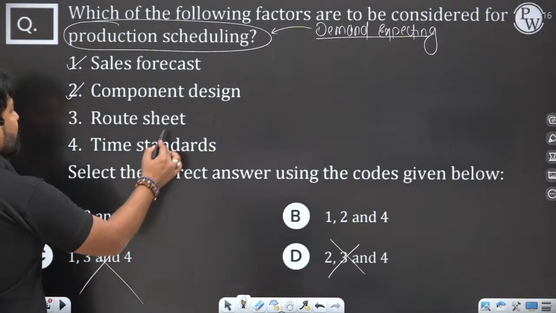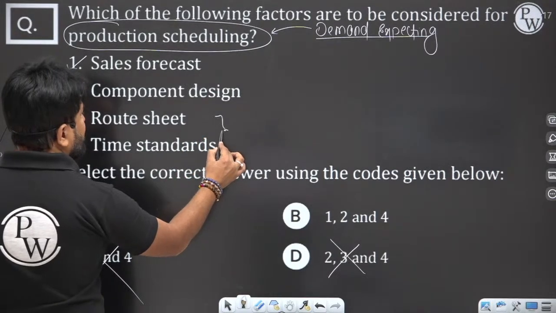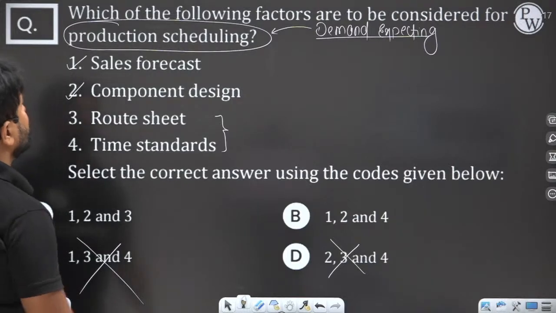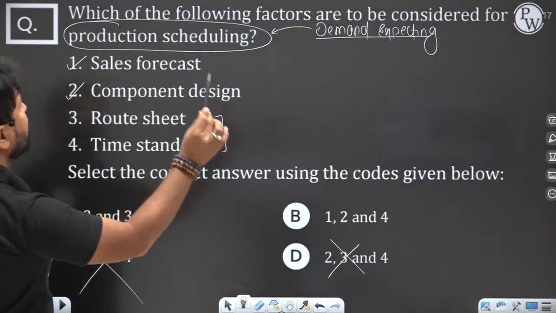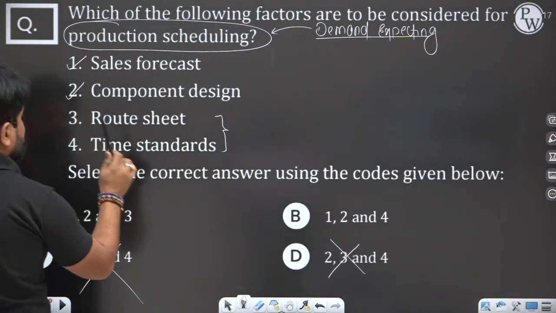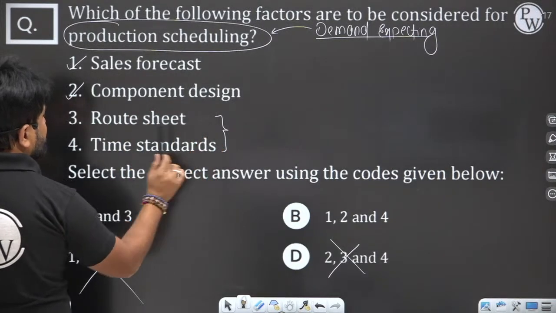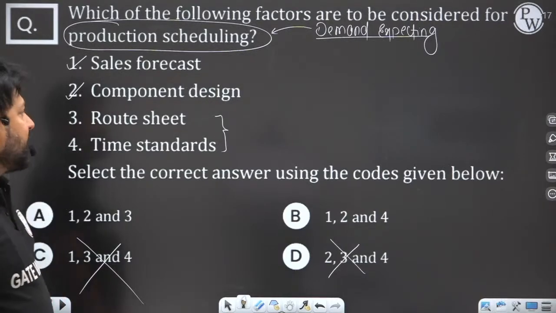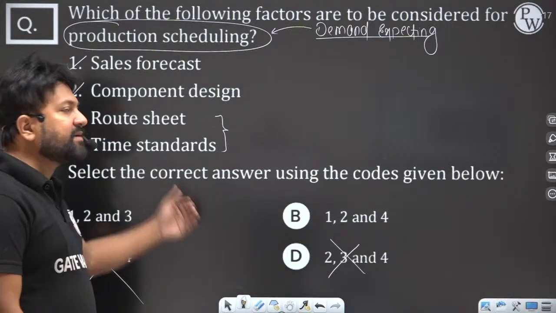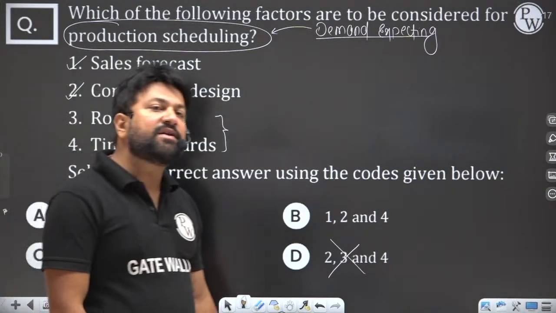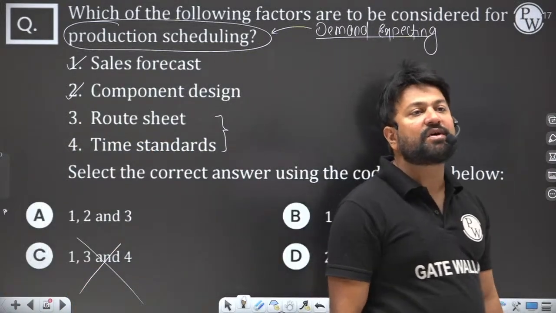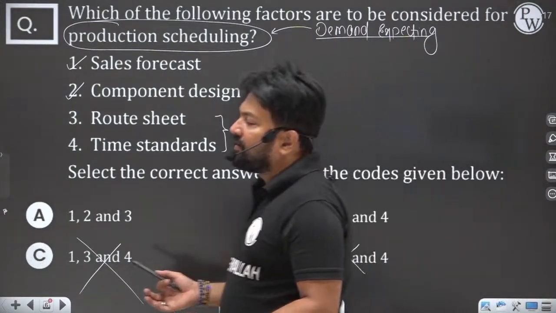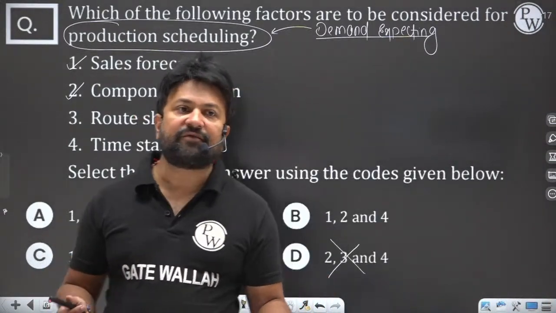Now, they are very much closer. Which of the following factors are to be considered for production scheduling? Route sheet and timetable. My dear, timetable, route sheet or time standard. Time standards will give all the information.